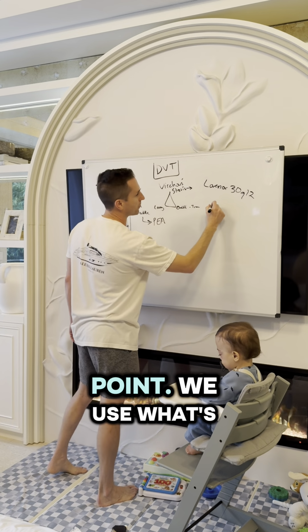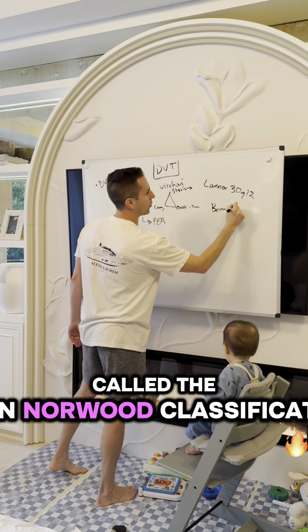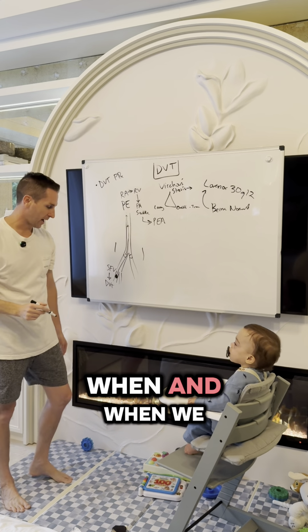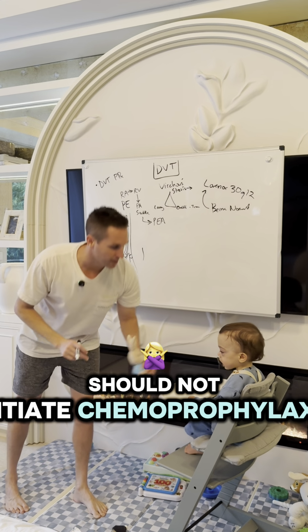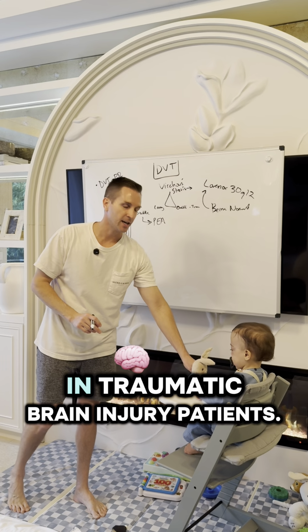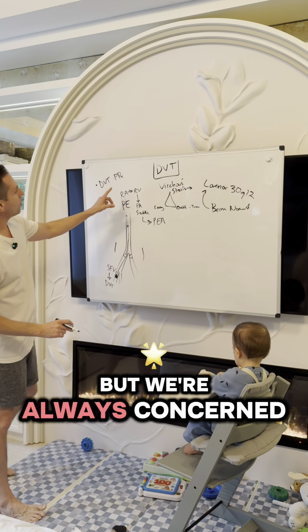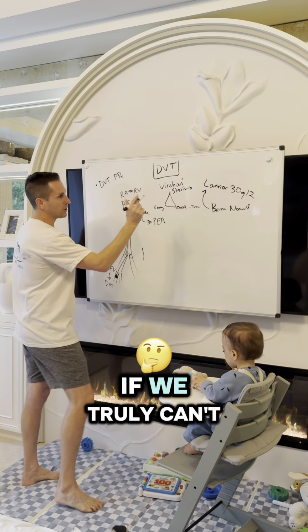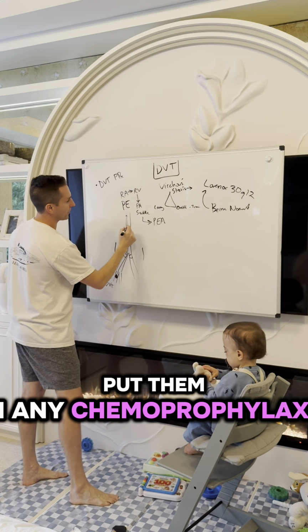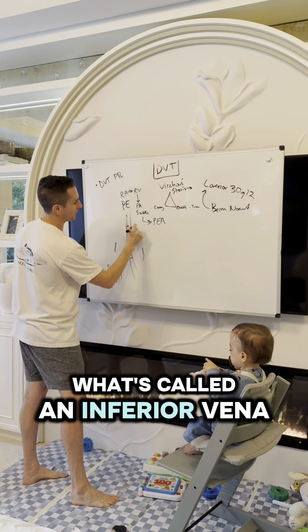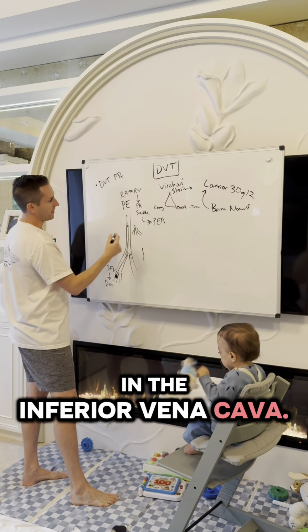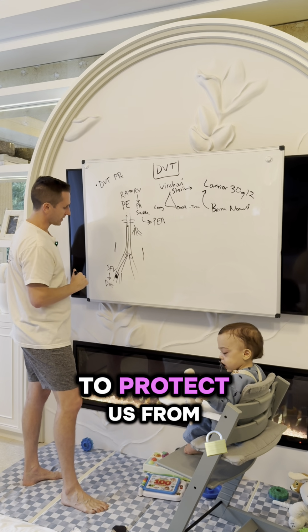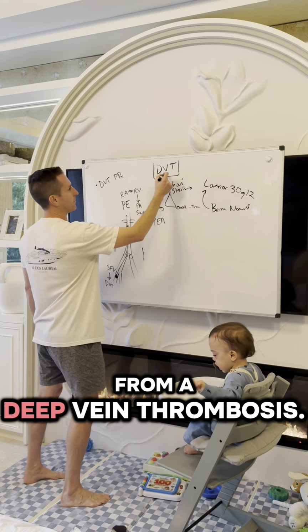And at that point, we use what's called the Berne-Norwood classification to help us better understand when and when we should not initiate chemoprophylaxis for DVTs in traumatic brain injured patients. But we're always concerned about causing a fatal PE in our patients. And if we truly can't put them on any chemoprophylaxis, then we can place what's called an inferior vena cava filter in the inferior vena cava that'll go just below the renal veins here to protect us from a fatal PE from a deep vein thrombosis.